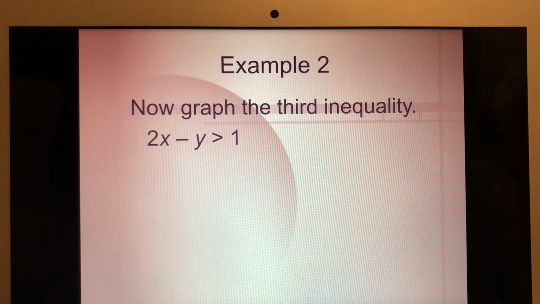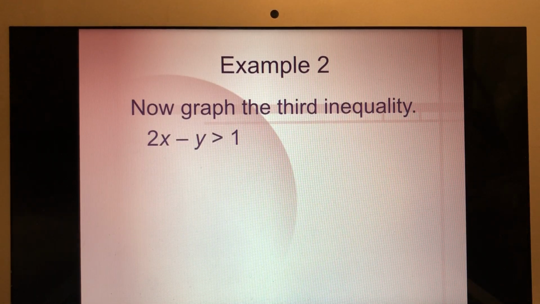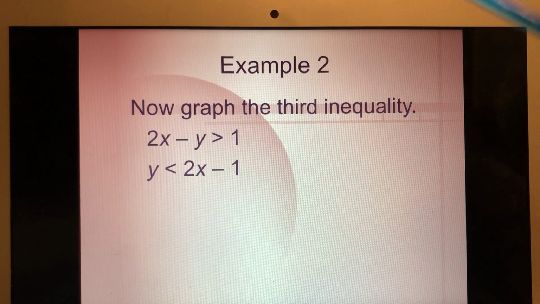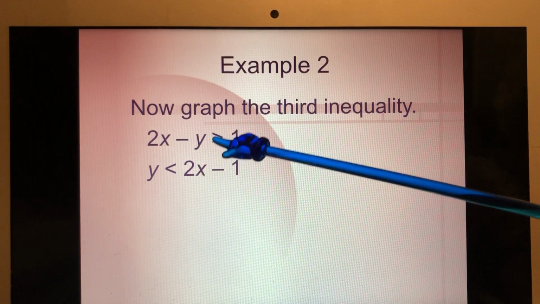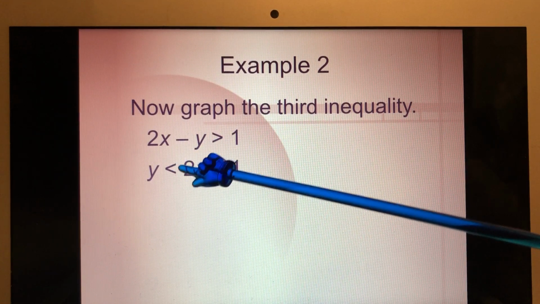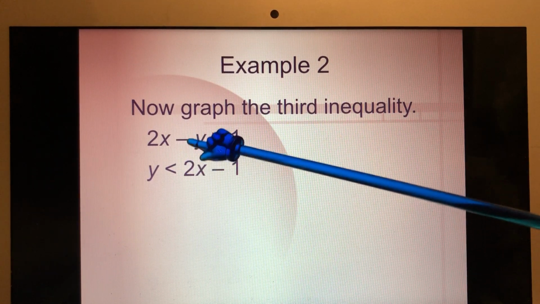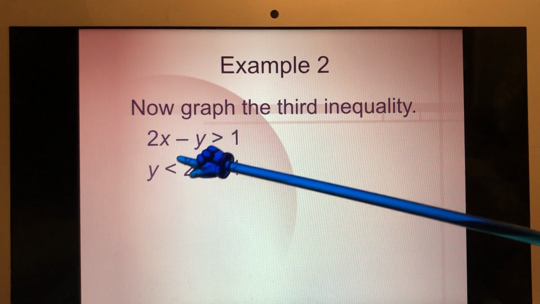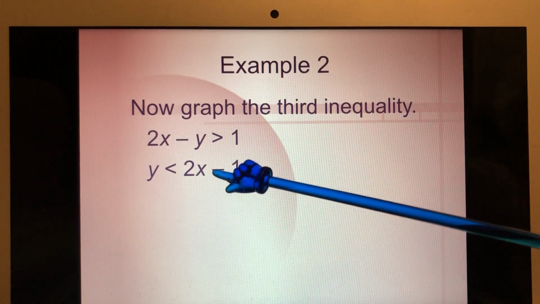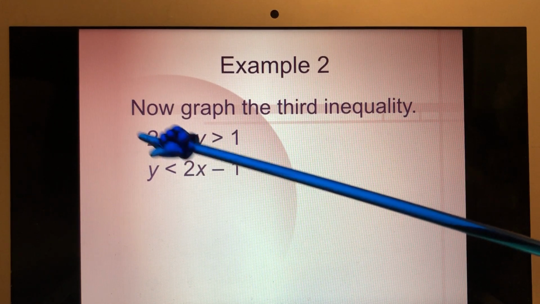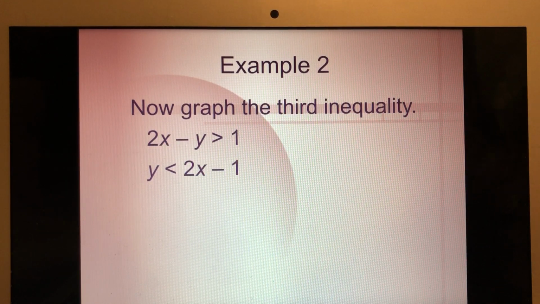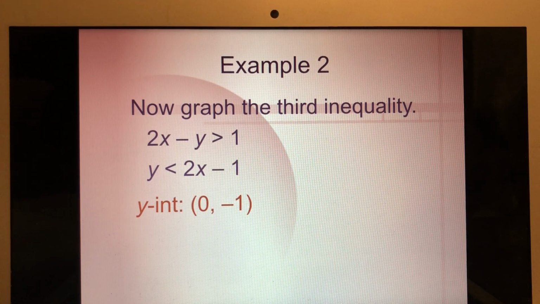Okay, now graph the third inequality. So the third inequality was 2x minus y is greater than 1. So I'm going to solve for y, and we end up flipping that greater than sign again, because you would have had a negative 1 right here and had to divide by negative 1. So we have y is less than 2x minus 1 for our equation.